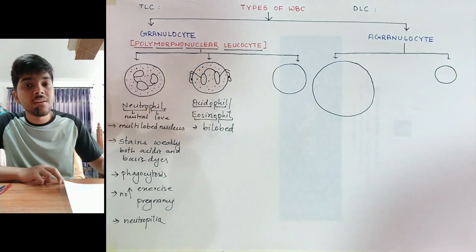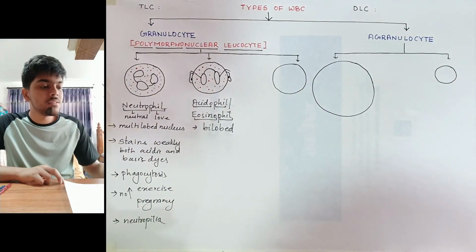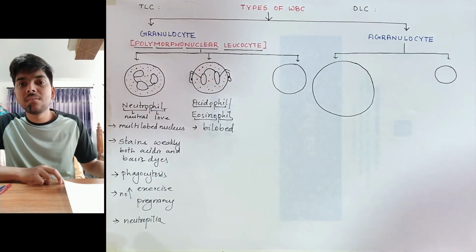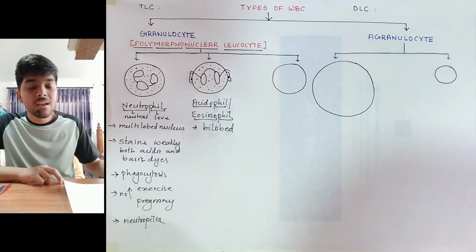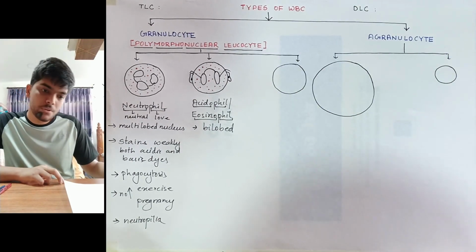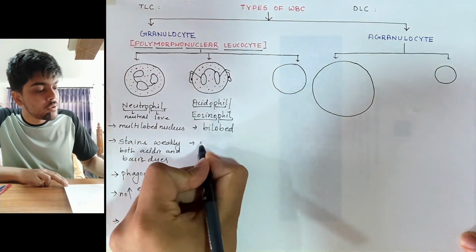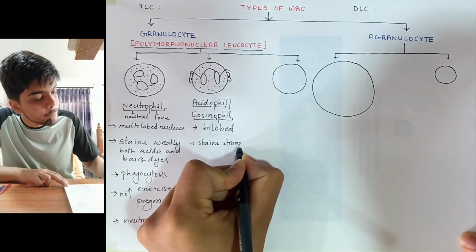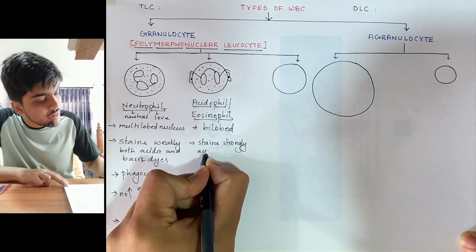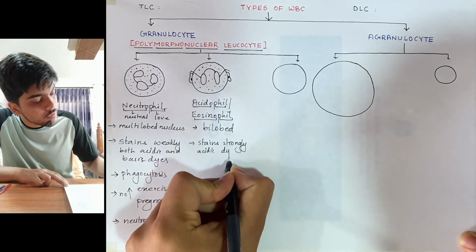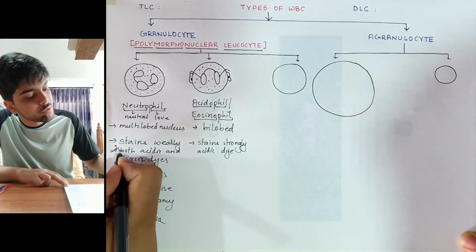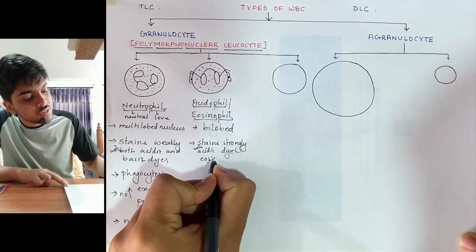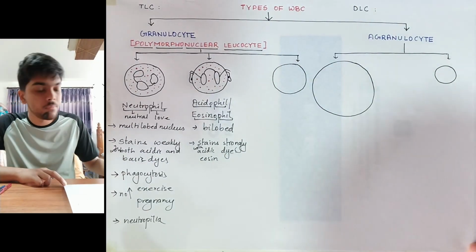So since it contains acidic granules that are stained with the help of an acidic dye, it's called acidophil, and the acidic dye which is used to stain it is called eosin, so it is also called eosinophil. So it stains strongly with acidic dye. Let me write it, otherwise you will get confused. Okay, with acidic dye, and this particular acidic dye that is used is eosin. That's why it's called eosinophil.